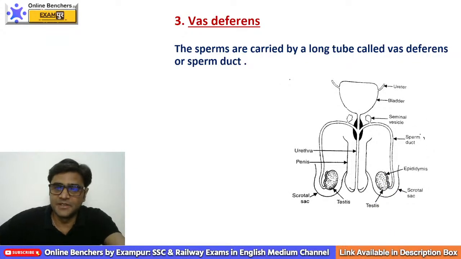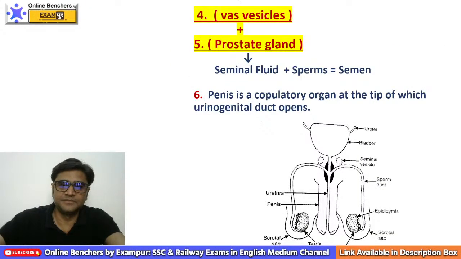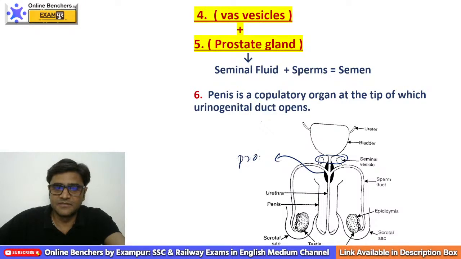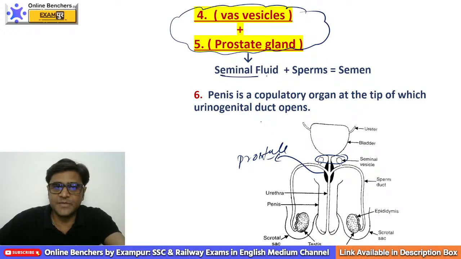Next, we have vas deferens, which is also known as sperm duct. When we talk about vas deferens, what is the function? They carry sperms. It is a long tube-like structure which carries sperm. Next, we have two glands. One pair is the seminal vesicle and the single gland is known as your prostate. What is the function of these two glands? These two glands secrete a fluid, which is known as seminal fluid. This seminal fluid is mixed with sperm, and then this is known as semen.